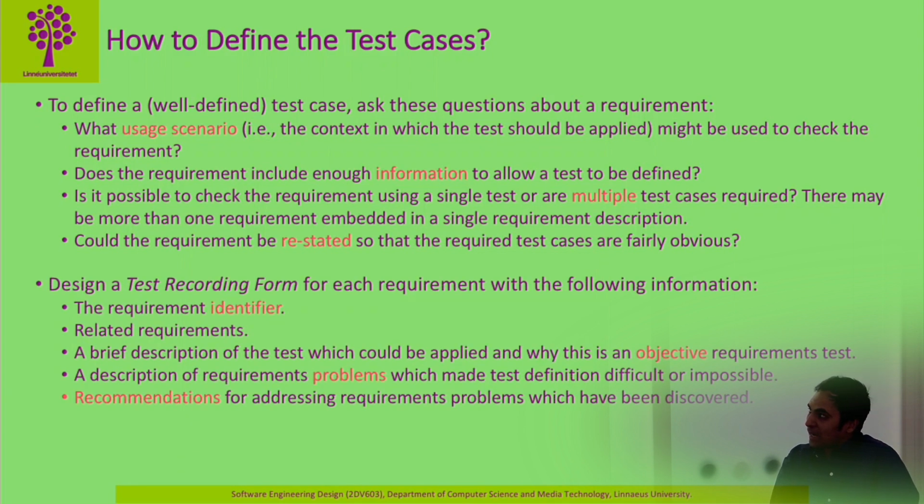But also, after finding that you can define a test case, you should design a test recording form. For each requirement, you should propose a structure that will make a traceability link between test cases and requirements. In that form, every requirement should have an identifier. And then, what are the related or dependent requirements for that test case? And then a brief description of the test case, which will check the requirement objectively, and why and how these test cases will be helpful. And also a description of the requirements problems.